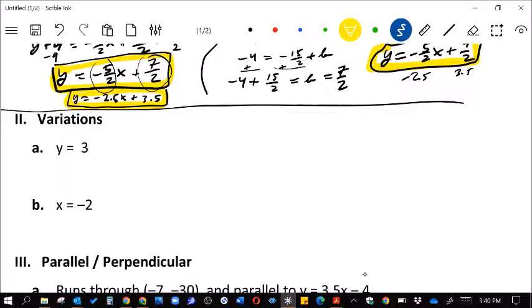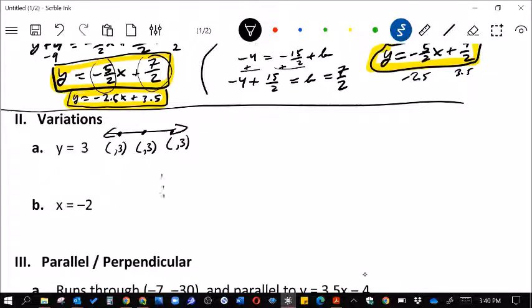Remember that y equals 3 is a horizontal line on a graph. That's because at every one of these points, the y is 3. At that point, the y is 3. It does not matter what the x is. What matters is that the y is 3 at every point.